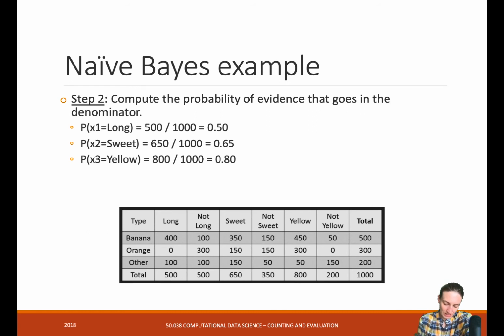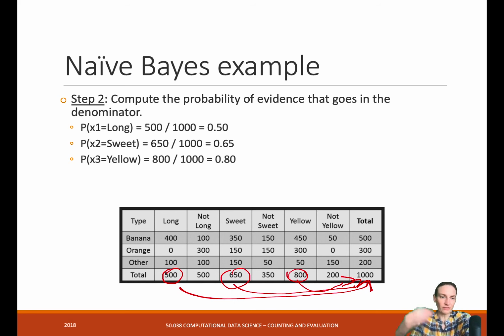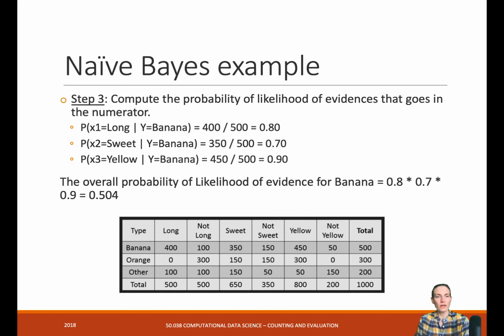The probability of it being long, 500 over a total of 1000. Sweet, 650 over 1000. Yellow, 800 over 1000. Again, pretty intuitive. These are just non-conditional probabilities. Then let's compute the probability of the evidence that goes into the numerator.